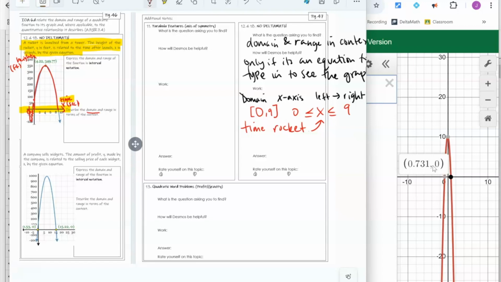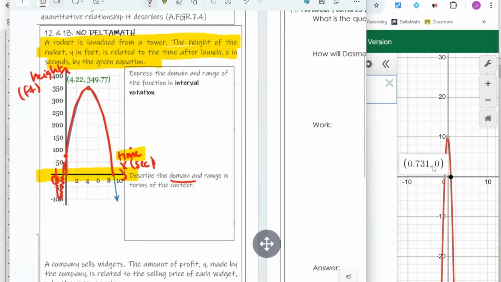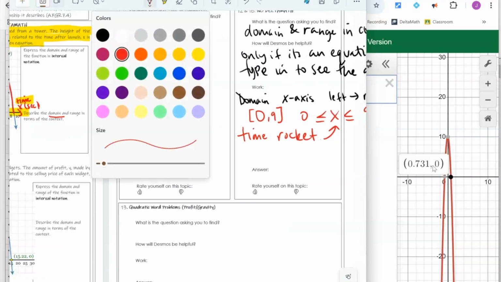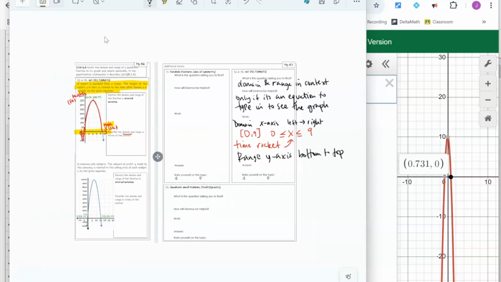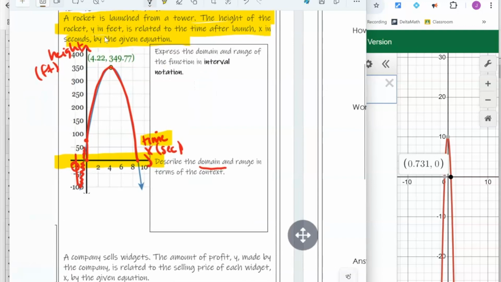All right, now let's take a look at the range. So range is from where? Range is from the bottom to the top. And which axis am I looking for? I'm looking for the y-axis. So bottom to top. All right, so let's look at the bottom. So like we said, there is a bottom right here.